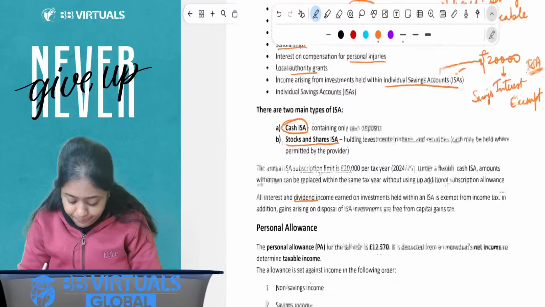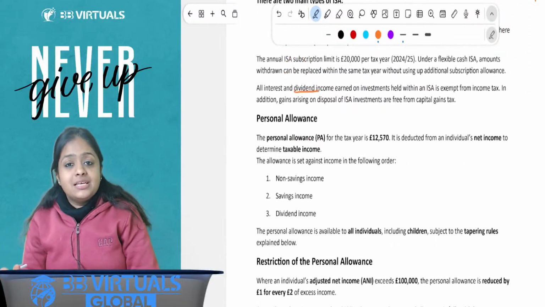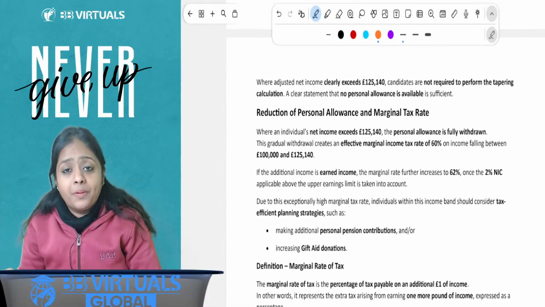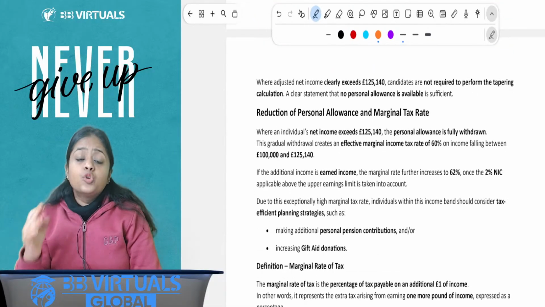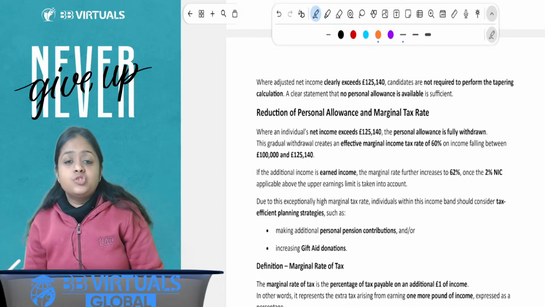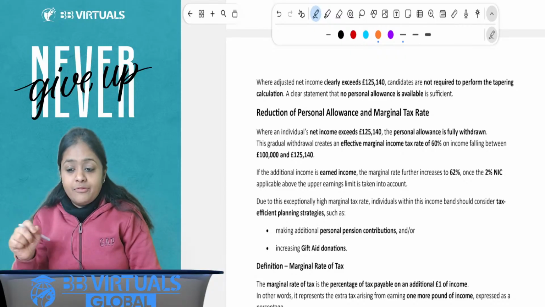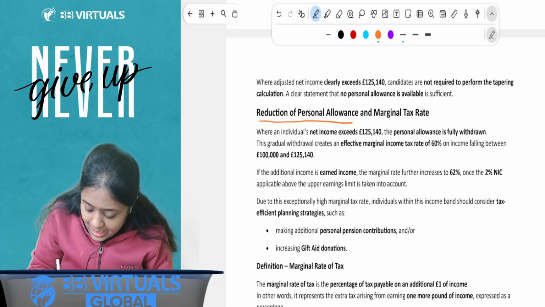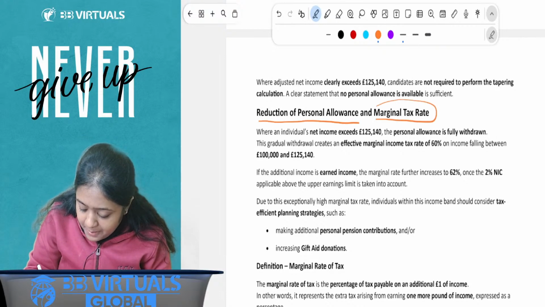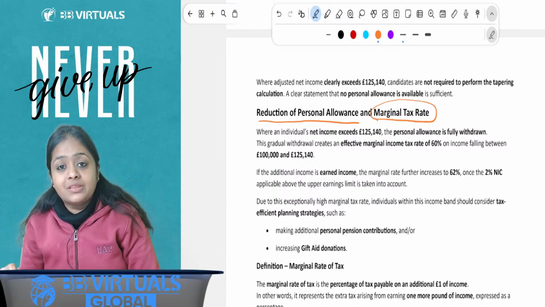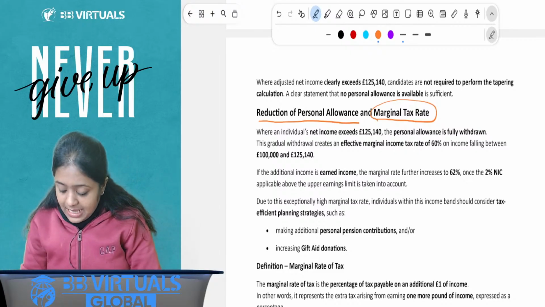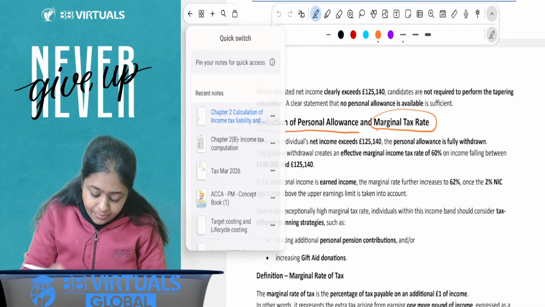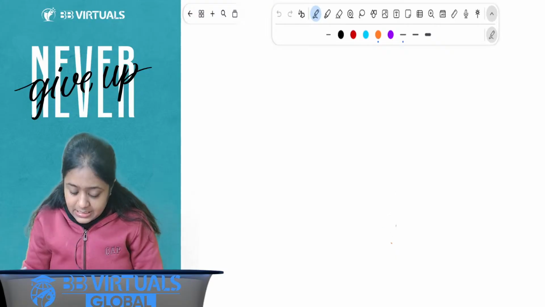Let's go further. In yesterday's session, we discussed PA and the restriction. Now I'm taking one topic that I've always found students face trouble with whenever they are solving questions, and therefore I've included it. This is the topic of reduction of PA and marginal tax rate. Very important, and I want you to understand it with an example. So let's take an example.